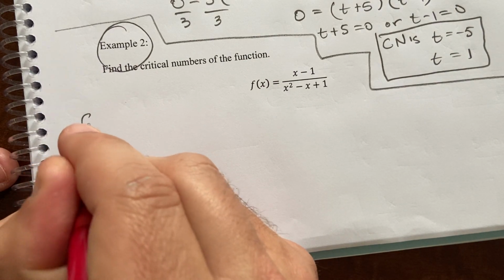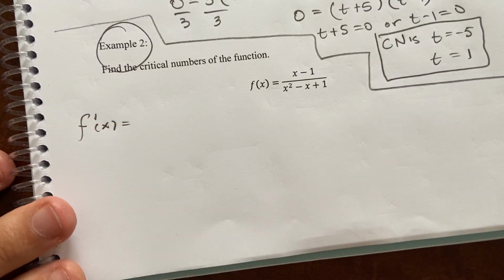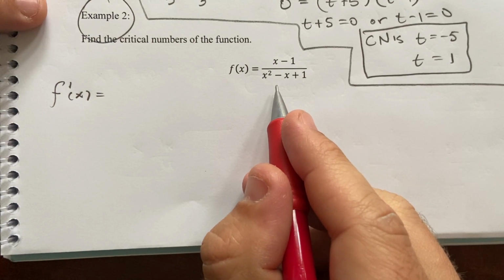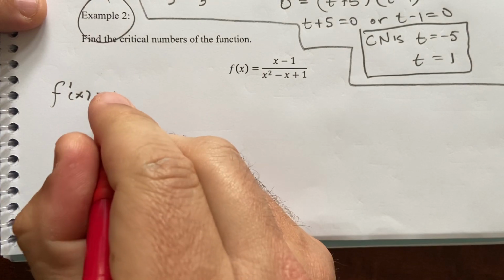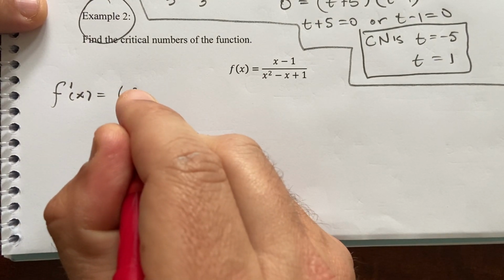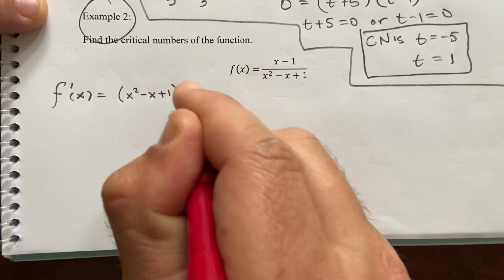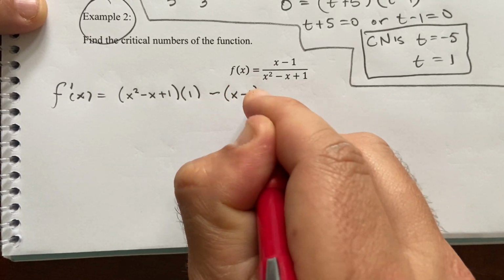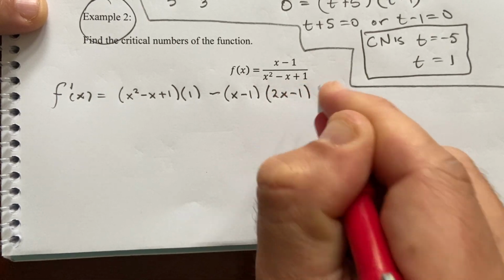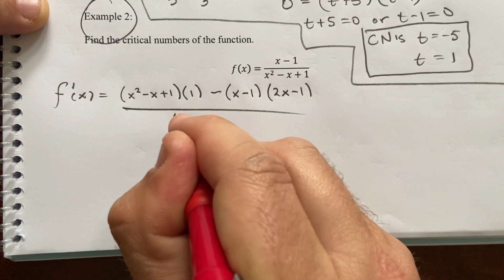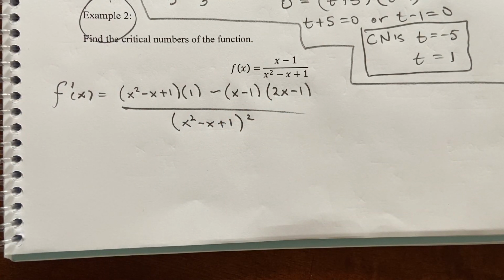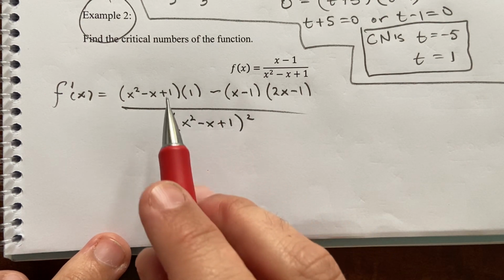So f prime of x, it looks like the quotient rule is needed here. So low d high minus high d low over the low one squared. So here's our derivative. I'll simplify.